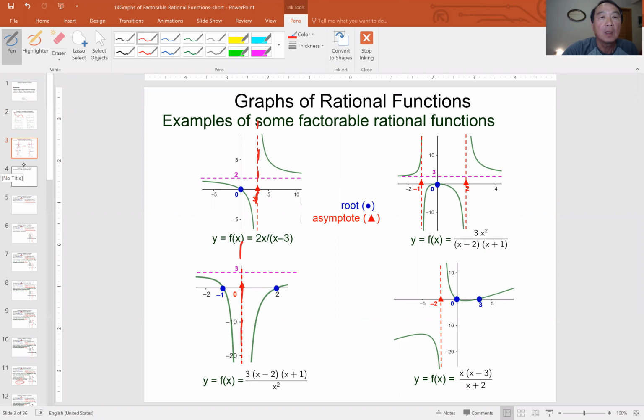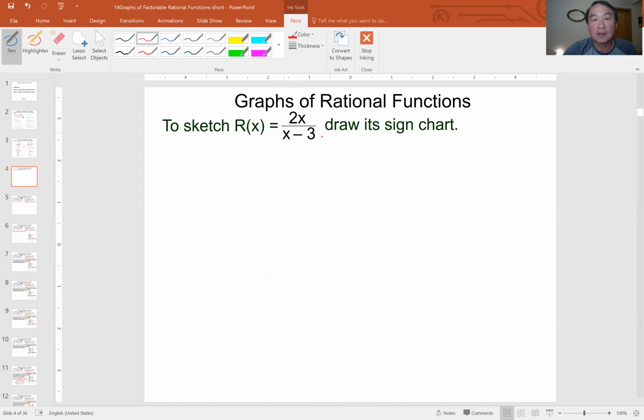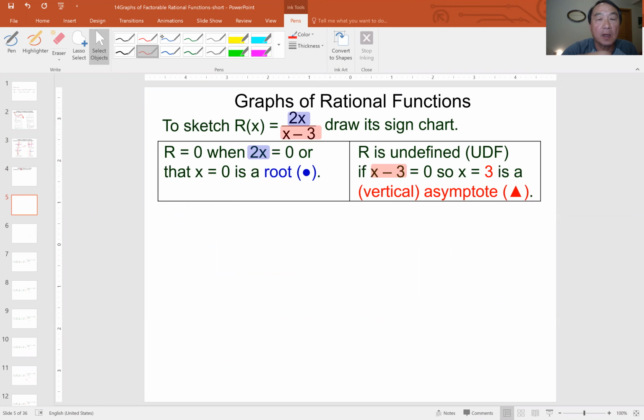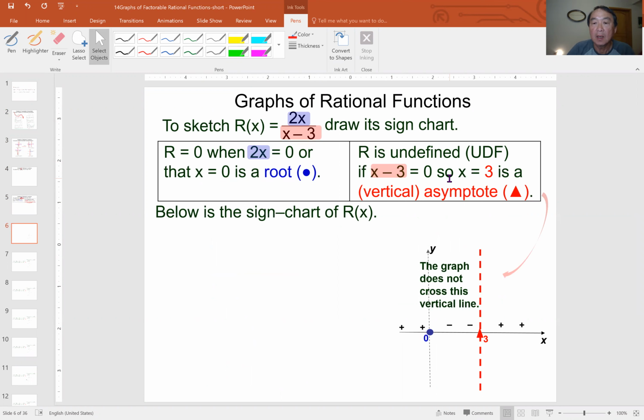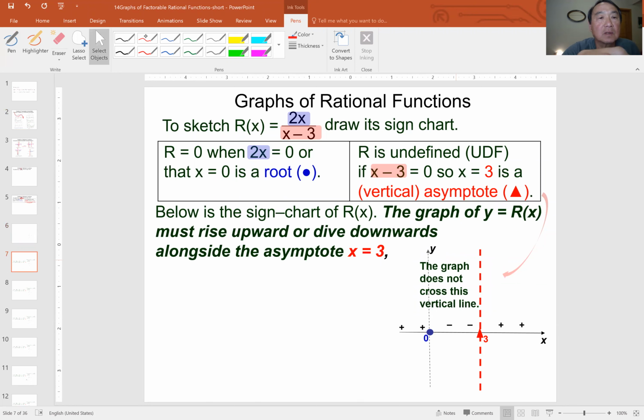For example, here is the formula 2x over x minus 3. The roots are where x equals 0, and where x equals 3 it's undefined. That's where you have this vertical line. And this is the sign chart. The graph is not going to cross this line because it's undefined at x equals 3. So when the graph gets close to this line, it must go up or dive down.